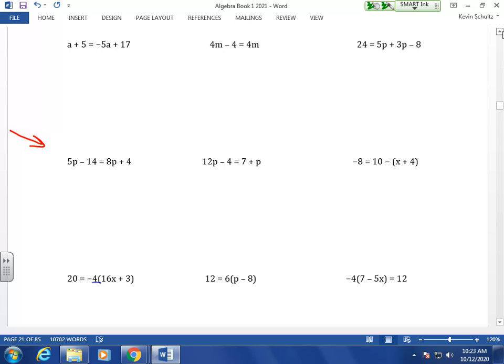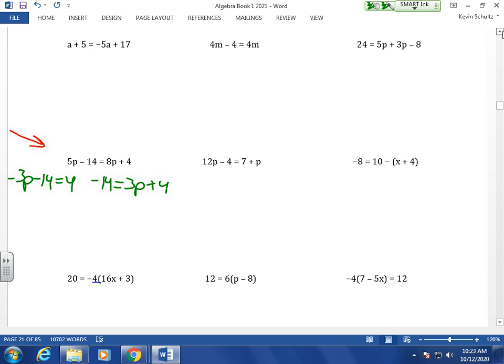So your two options for what you could have: either negative 3p minus 14 equals positive 4, if you moved all of the p's over to the left side, or if you went to the right side, you should have negative 14 equals positive 3p plus 4. One of those two things, right?